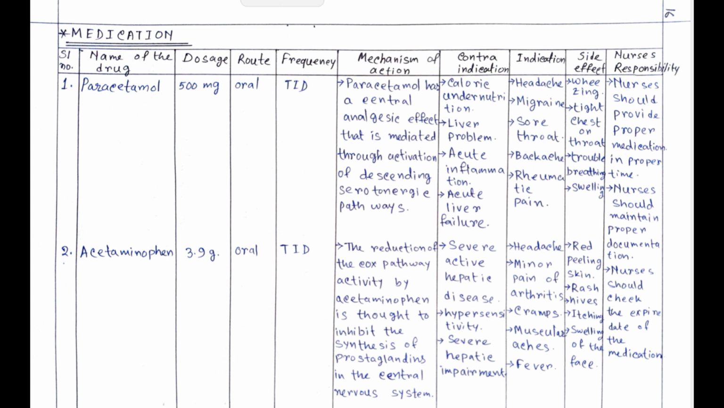Contraindication: severe active hepatic disease, hypersensitivity, hepatic impairment. Indication: headache, minor pain of arthritis, cramps, muscular ache, fever. Side effects: red swollen skin, rash, hives, itching, swelling of the face. Then nurses' responsibility. Nurses should check the expiry date of the medication.